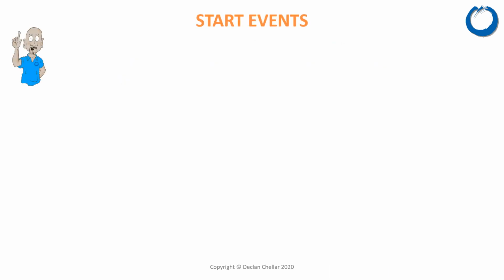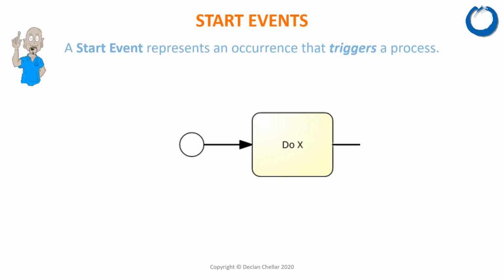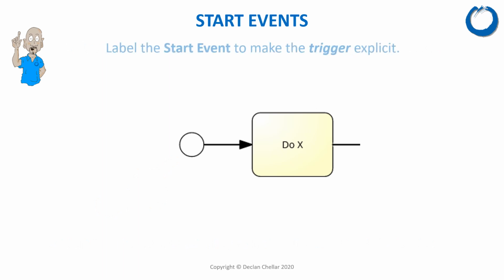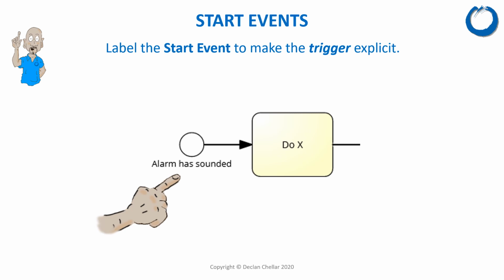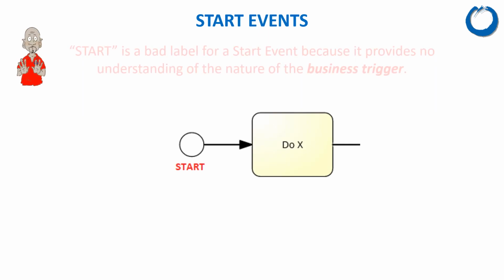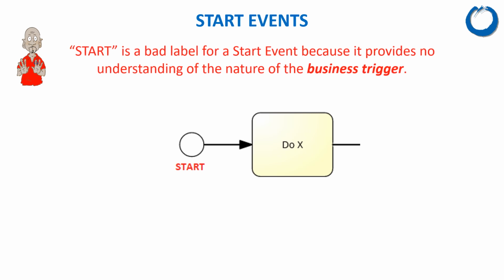Start events. A start event represents an occurrence that triggers a process. A start event is represented by a circle with a single thin border. Label the start event to make the trigger explicit. What is a bad label for a start event? Pause the video if you need to think about it. Start is a bad label for a start event because it provides no understanding of the nature of the business trigger.